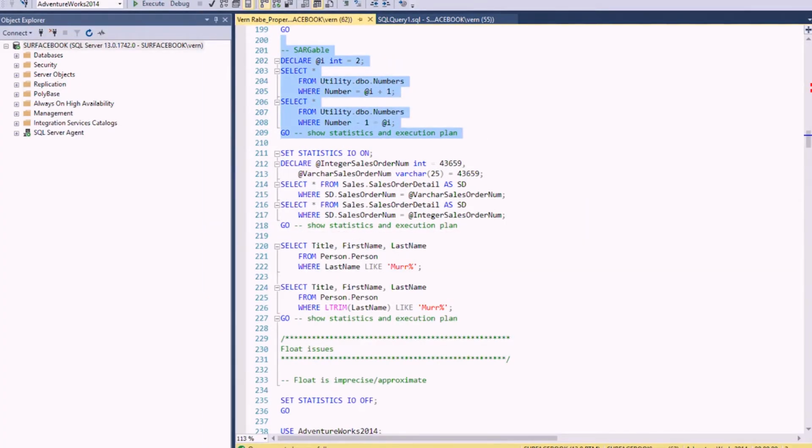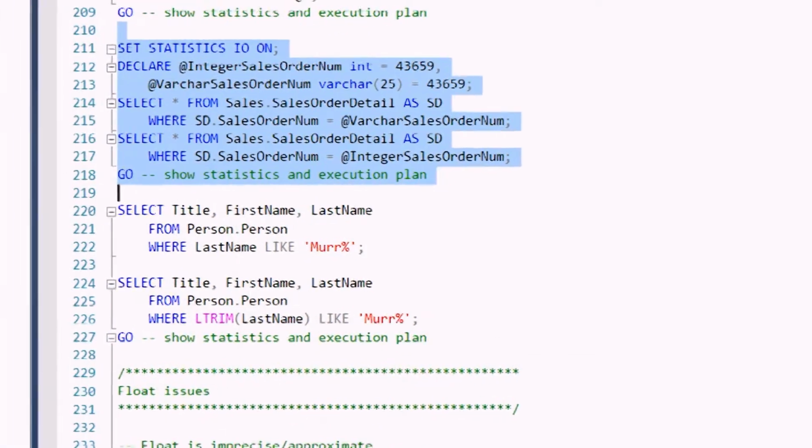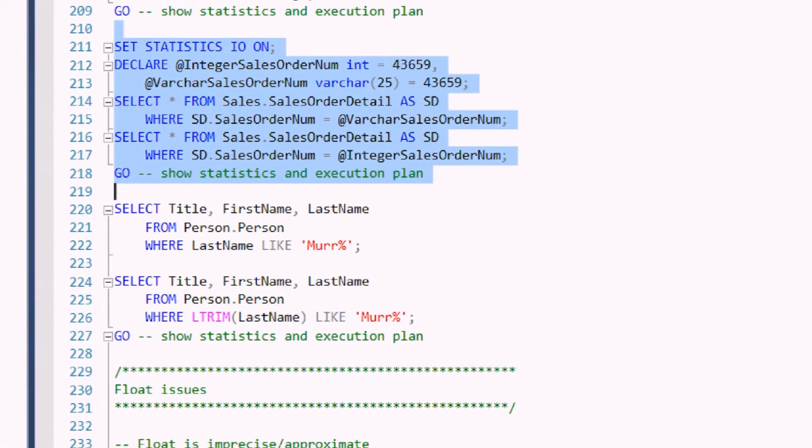So here is one. I have 3 examples. In this case, it looks like it's sargeable because the column SalesOrderNumber is equal to that value. But I have 2 different variables of 2 different data types that I'm comparing. So I'm going to select from the table where it's equal to the varchar variable.